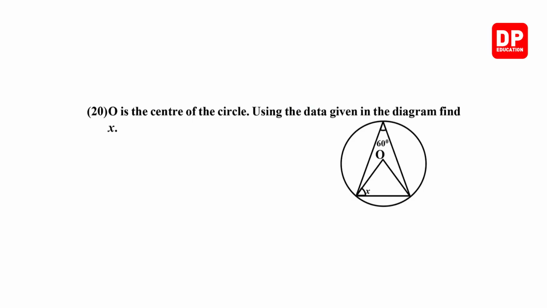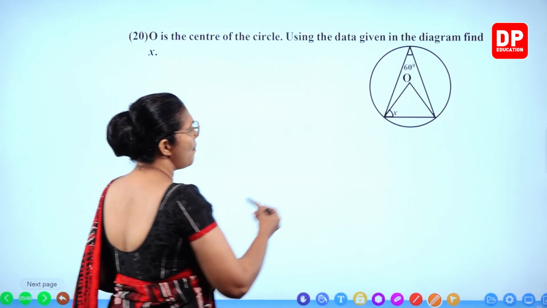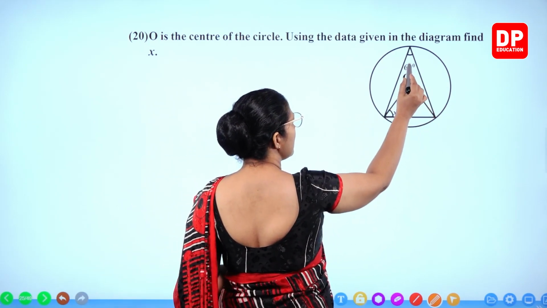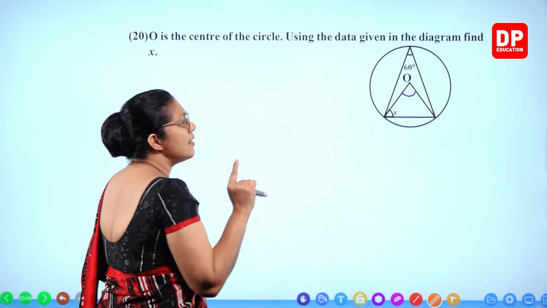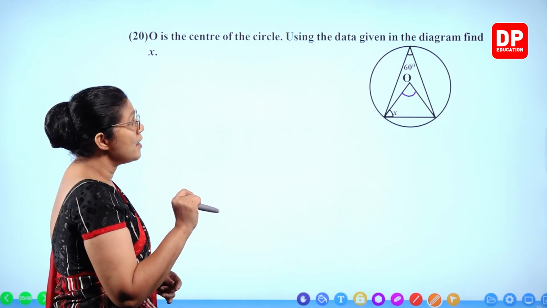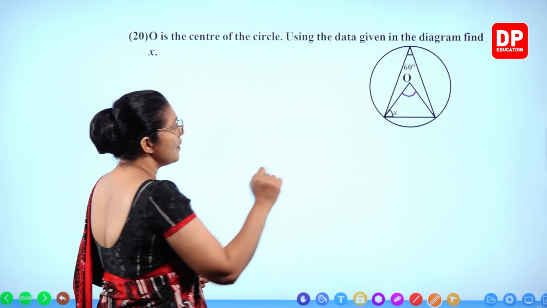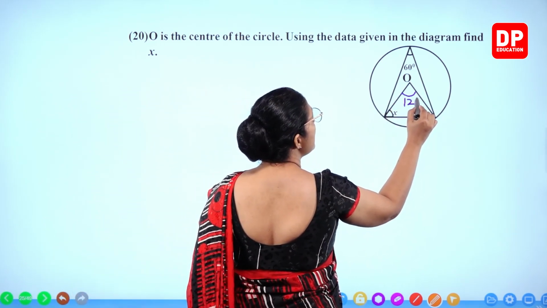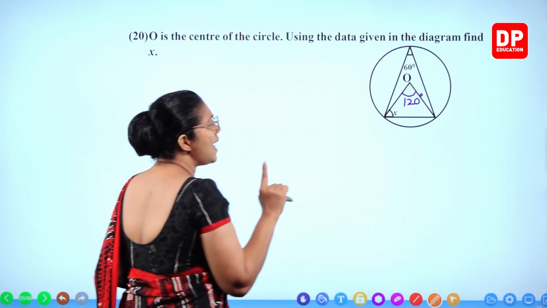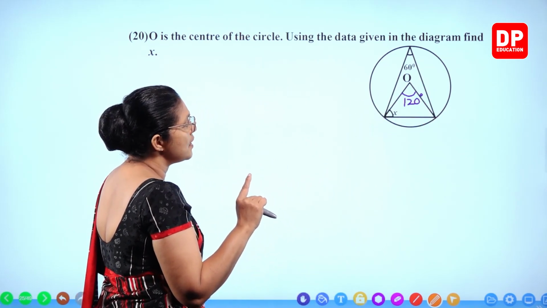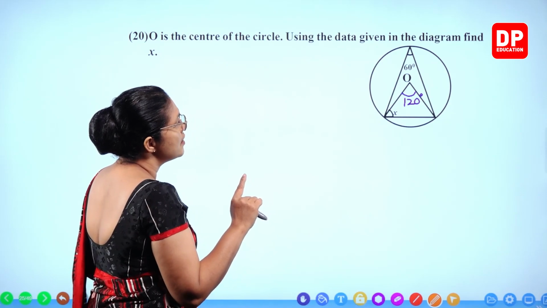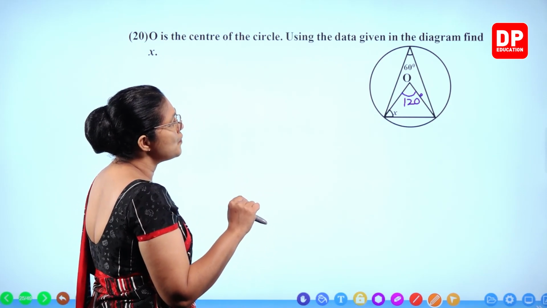Question number 20. O is the center of the circle. Using the data given in the diagram, find X. What can you say about this angle? If this is 60, that is 120. What's the reason? The angle subtended at the center is double the angle subtended on the circumference. So 60 becomes 60 times 2.